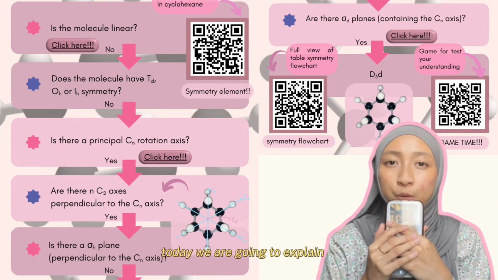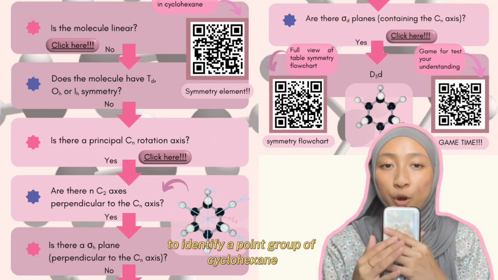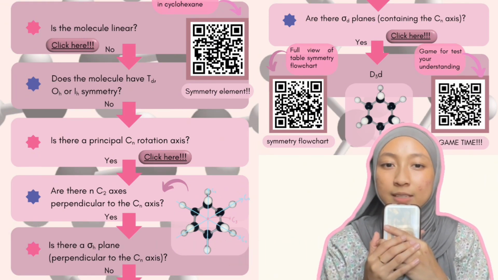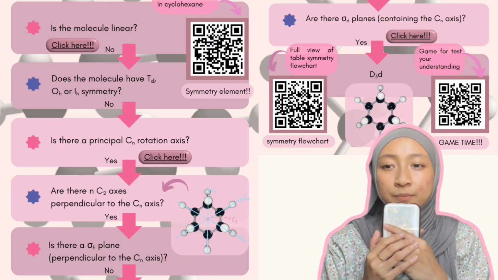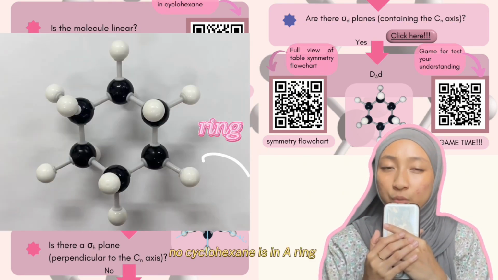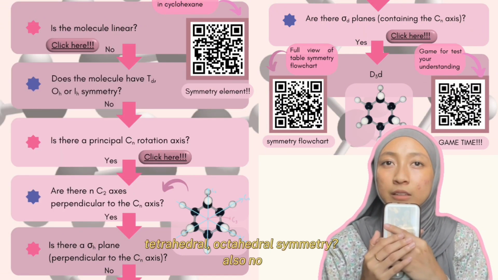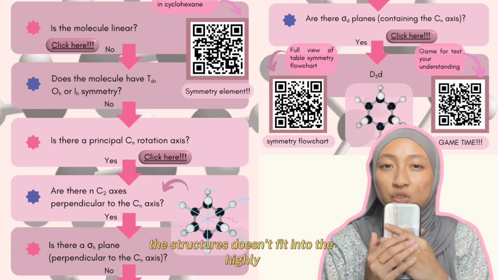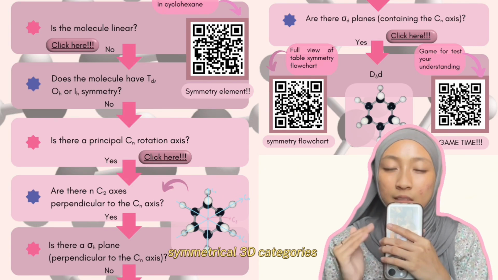Today we are going to explain how to find the point group of cyclohexane. To identify the point group of cyclohexane, we use a standard symmetry flowchart. Let's go through it. First, is the molecule linear? No, cyclohexane is a ring, so it's not linear. Next, does it have tetrahedral or octahedral symmetry? Also no, the structure doesn't fit into the highly symmetric 3D categories.